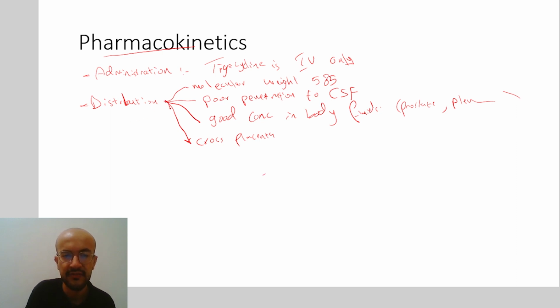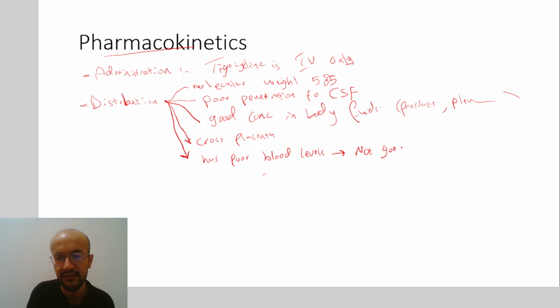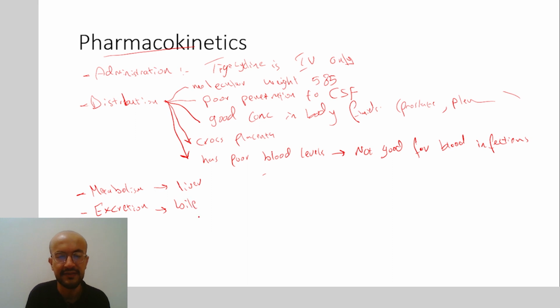Regarding the distribution also, the Tigecycline has poor blood levels, so it is not good for bloodstream infections, blood infections like sepsis, etc. The metabolism of the Tigecycline is in the liver, and the excretion is through the bile. There is no dose adjustment for people with renal insufficiency, and there is dose adjustment only with people with hepatic insufficiency.